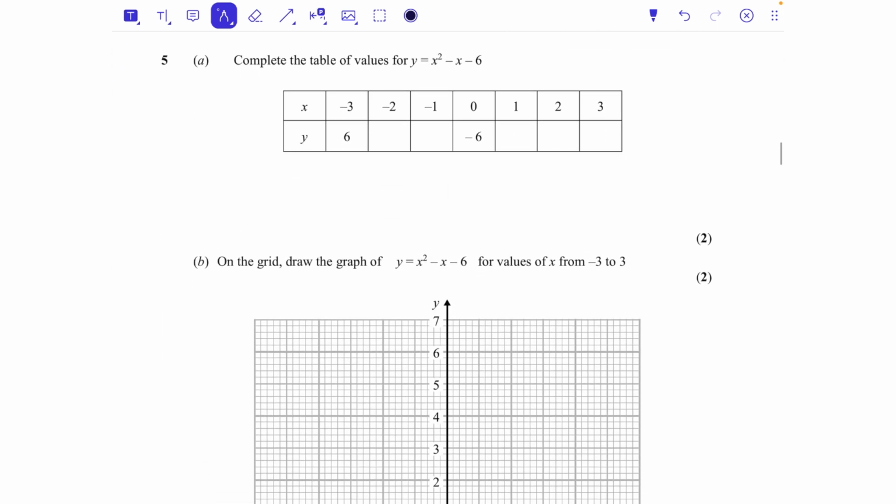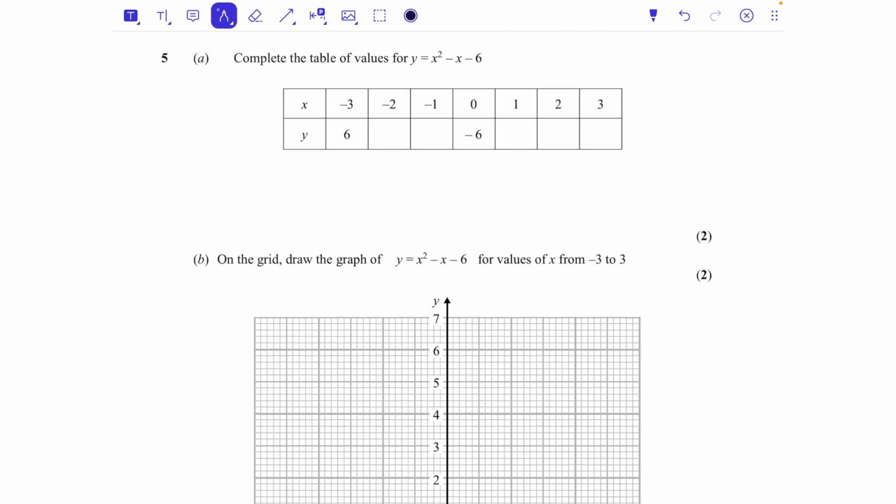Question number 5, complete the table of values for x squared minus x minus 6. Now, when I'm doing this on a calculator paper, I just like to use the brackets for where I'm putting the x. So I'm going to put bracket bracket squared minus bracket bracket minus 6. And each time there is an x, I'm putting brackets on my calculator, and then I can put each of these values into the bracket in turn.